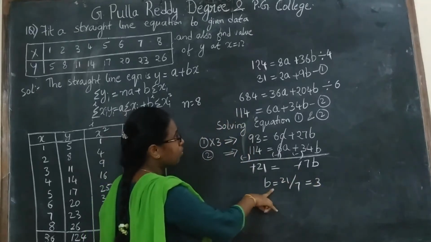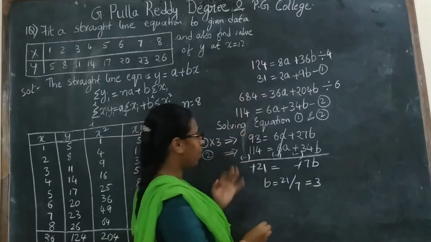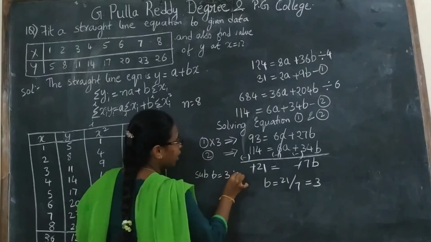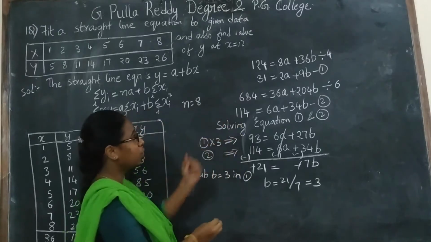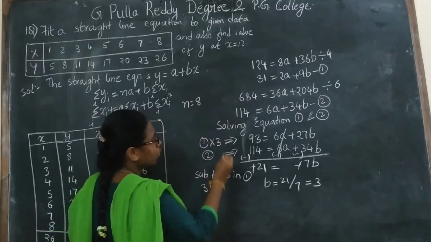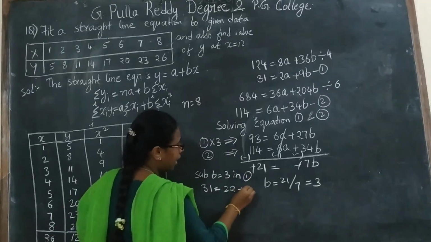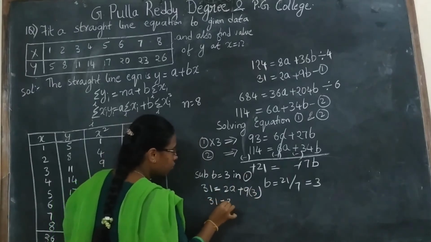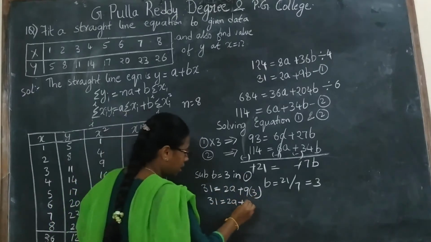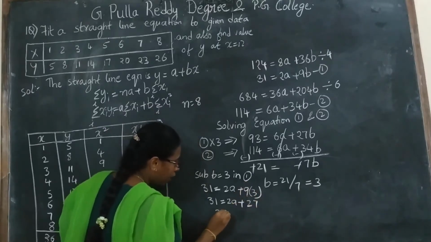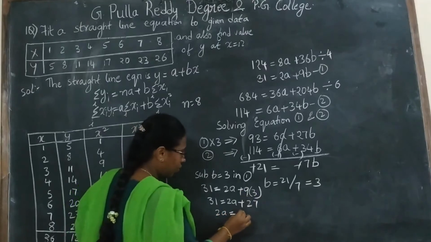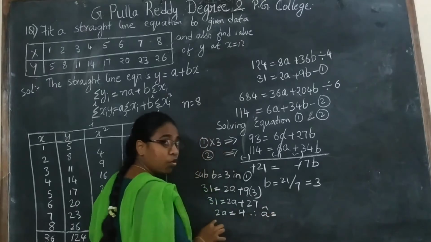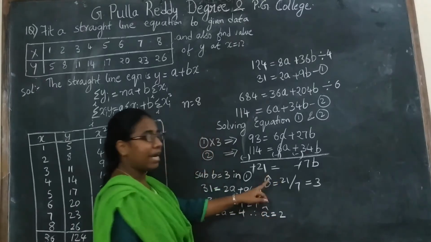Next, you substitute this b value in any one equation to obtain the a value. Substitute b equals 3 in equation 1. I am considering equation 1, that is 31 equals 2a plus 9b. The b value is 3, so 9 into 3. 31 equals 2a plus 9 3s are 27. So you get 2a equals 31 minus 27. 31 minus 27 is 4. Therefore a hat equals 4 by 2 is 2. Now we got the a hat and b hat values.